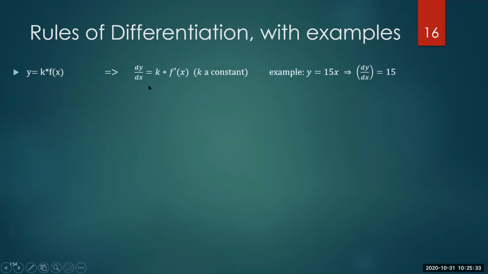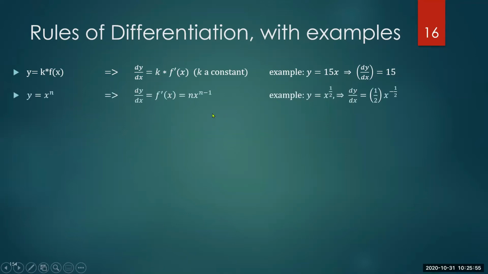Okay, so the first rule, if y is k times f of x, then dy/dx is k times f'(x). And here's a very simple example. If y is equal to 15x, then dy/dx is equal to 15. If y was 1x, dy/dx would be 1. Okay.